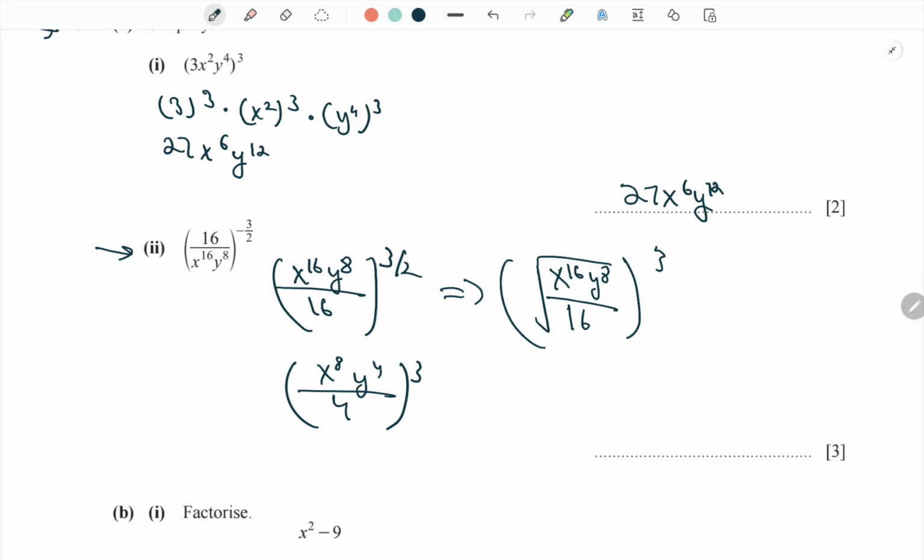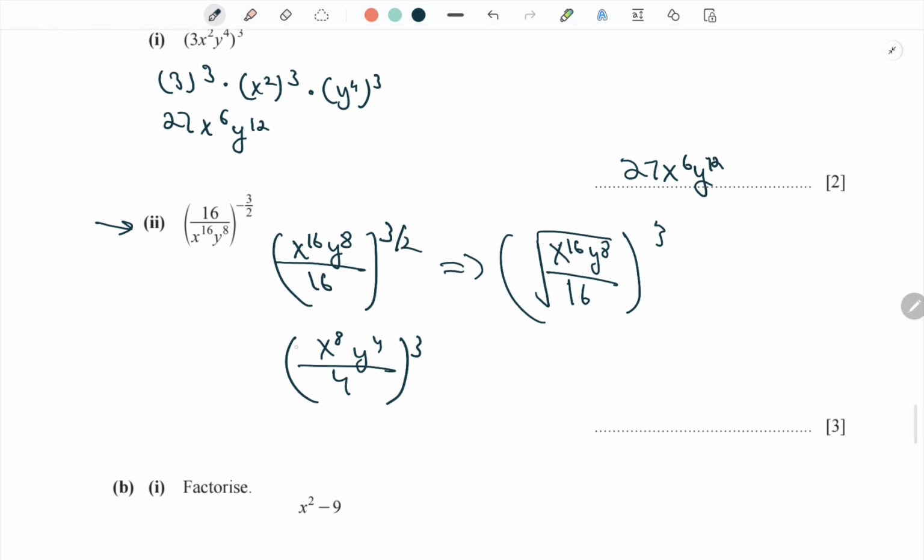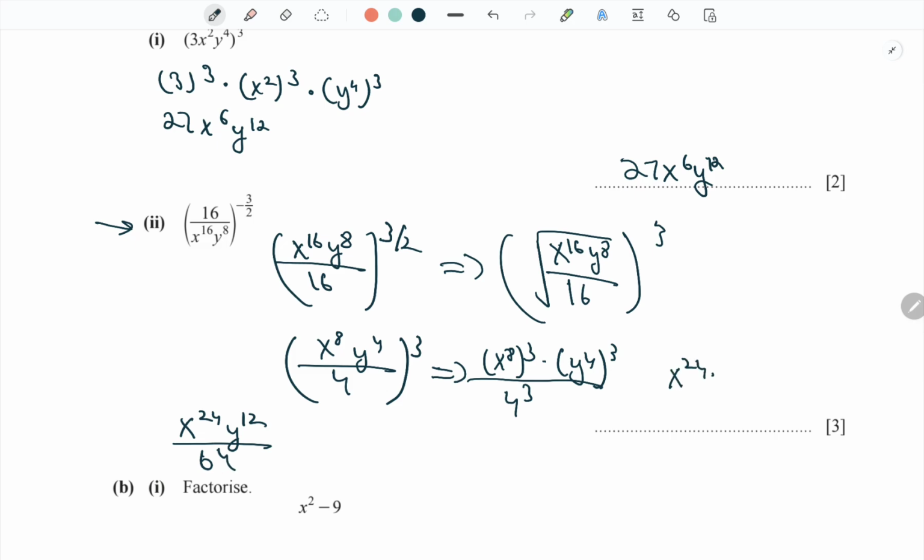Now we multiply cube, we place cube on all of them, so we show this step, that is x8 cube times y4 cube over 4 cube. So x 24 times y, we have 12, right? And then 4 cube, that is 64. So this is the answer, x 24 y 12 over 64, right?